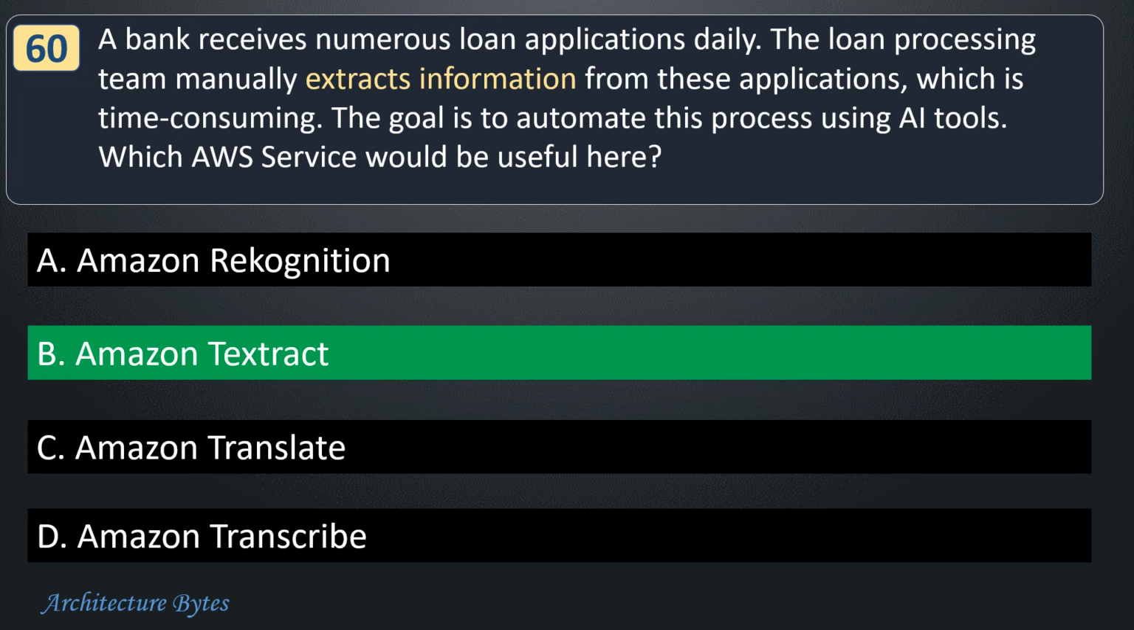Option B, Amazon Textract is the right answer here. Amazon Textract can extract text from scanned documents. Amazon Rekognition analyzes images and videos to identify objects, scenes, and faces. Amazon Translate translates text between languages. And Amazon Transcribe can transcribe speech to text.